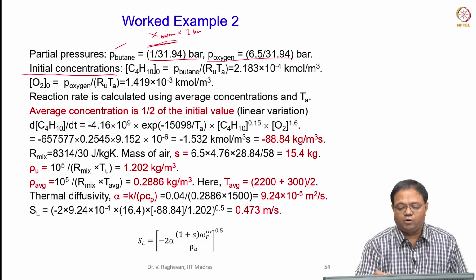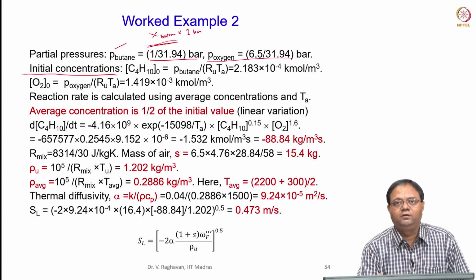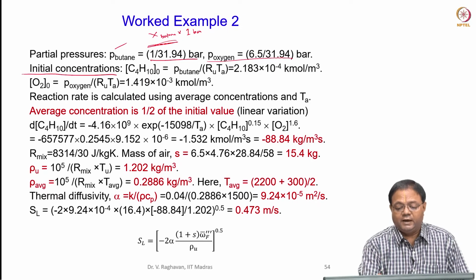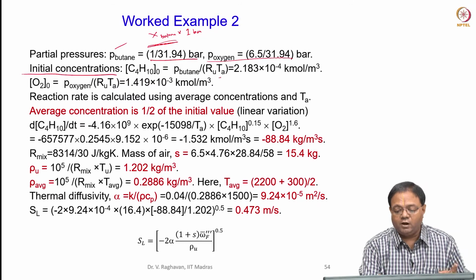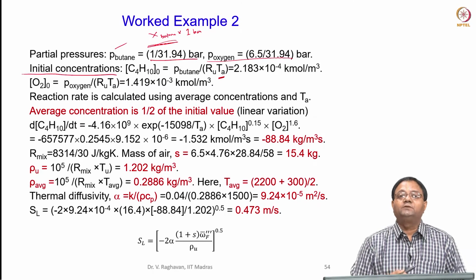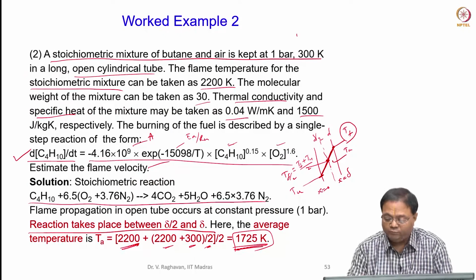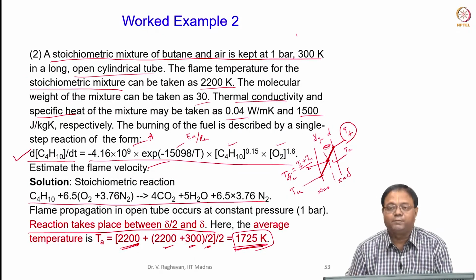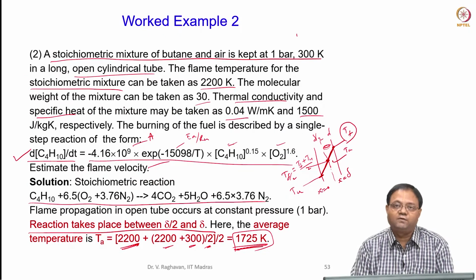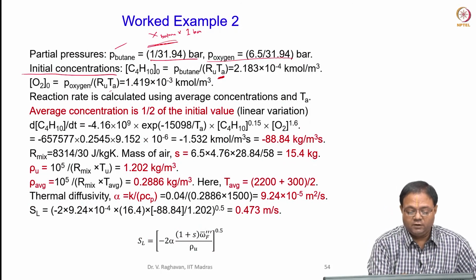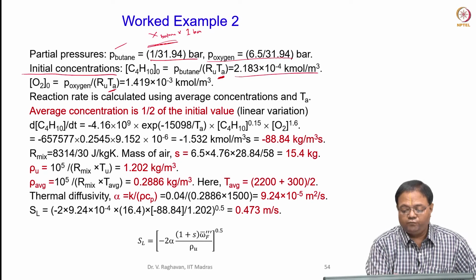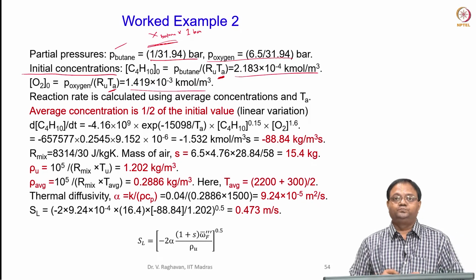What is concentration? Concentration is P by Ru into T. Again, when you calculate the concentration, as I told you, you have to take the average temperature which you calculated here. The flame zone average temperature, that is 1725 Kelvin, is the one you have to take. So use that temperature here to calculate the concentrations. This is the initial concentration.